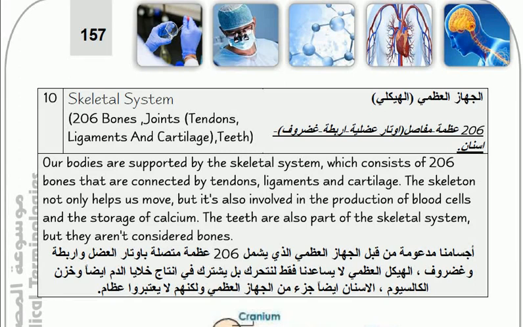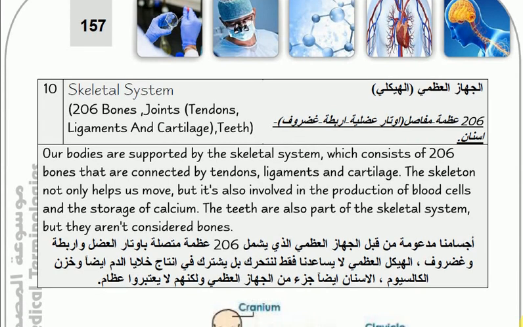Encyclopedia of Electronic Medical Terminologies. Part 3. Human Physiology. 10. Skeletal System. 206 Bones, Joints, Tendons, Ligaments and Cartilage, Teeth.